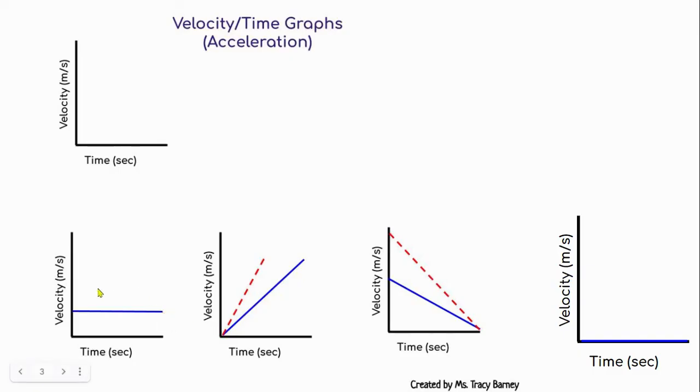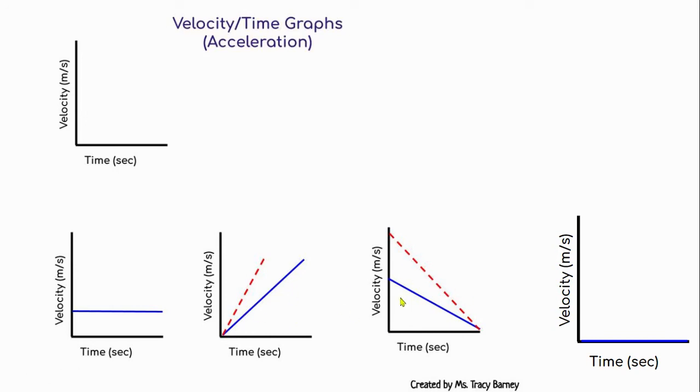So in the case of this one here, where you have a red dotted line that's diagonal and a blue diagonal straight line, the object on the red line is increasing at a constant acceleration. It's increasing at a faster acceleration than the object that represents the blue line. So this graph shows constant acceleration. The object is moving at an accelerated pace, and it's a constant accelerated pace.